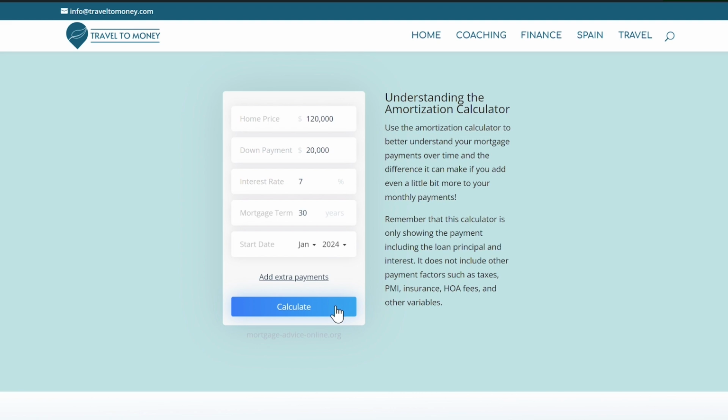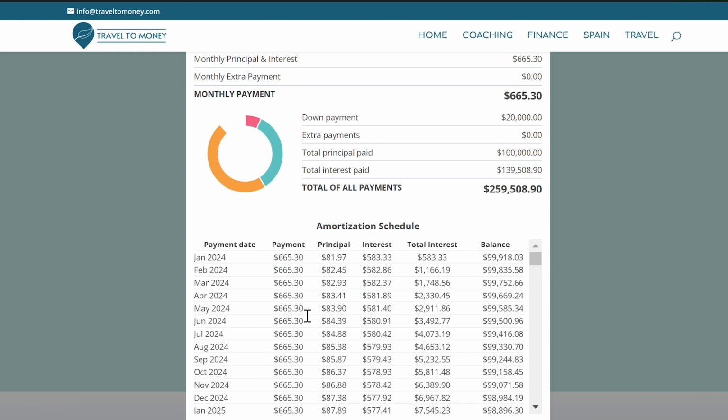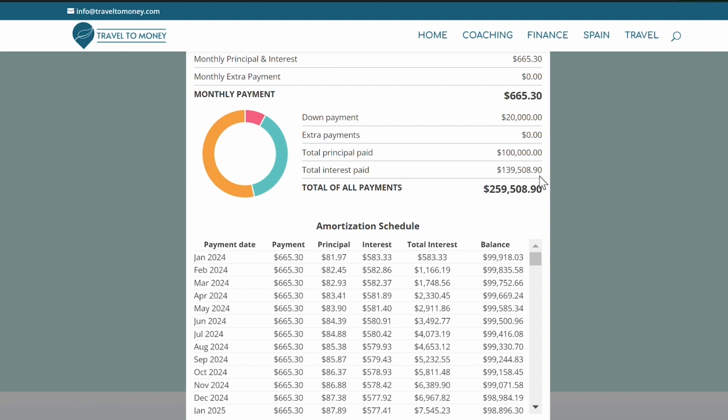In this case, we are going to start by looking at the details if you only made the basic payment every month for the entire loan term of 30 years. You'll see here when we run the calculations that the total interest paid by the end of your loan is $139,508.90. But you only borrowed $100,000. That means on a $100,000 loan, you paid back $239,508.90, more than twice the amount of money you borrowed. The monthly payment on this loan, not including things like taxes and insurance, is $665.30.